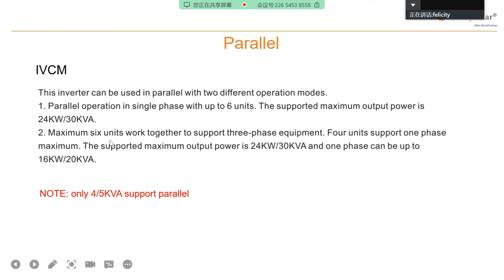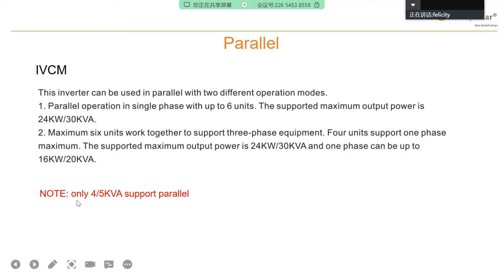And the second way is three phase, 4 units supported in one phase maximum, meaning each phase minimum is one piece, but maximum is 4 pieces. But the system total is 6 pieces. So you can divide the 6 pieces as you want. You can divide it as 3 to 1, or 2 to 2, or 4-1-1. Any group is fine.